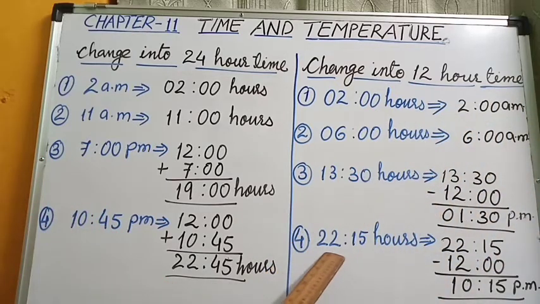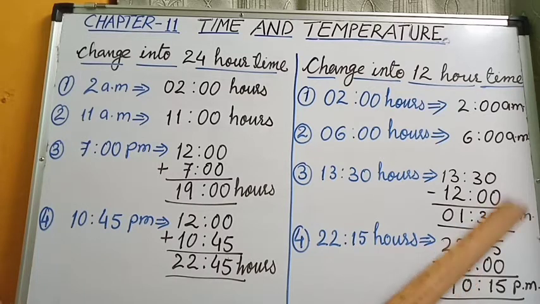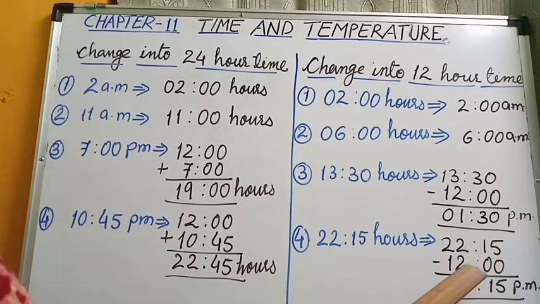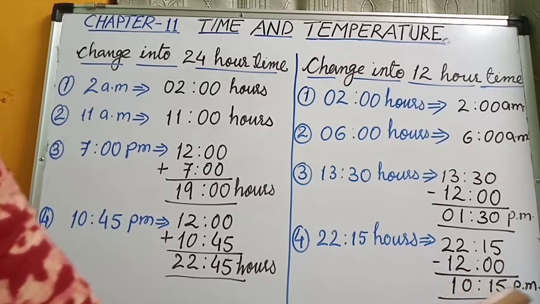In the next question, 22:15 hours. It is also 22, which means it has crossed 12. That means it is the time after 12 noon. So we have to subtract by 12 here. So 5 minus 0 is 5, 1 minus 0 is 1, 2 minus 2 is 0, 2 minus 1 is 1. So 10:15 PM.